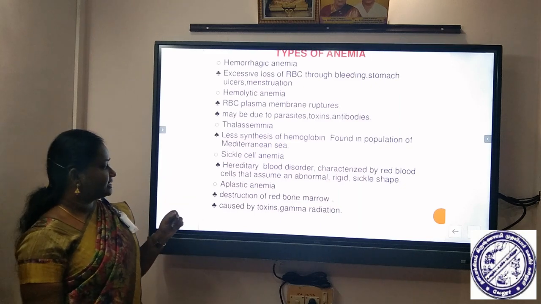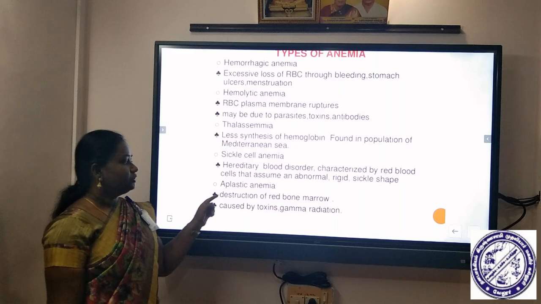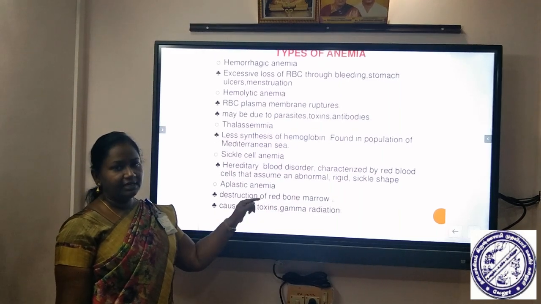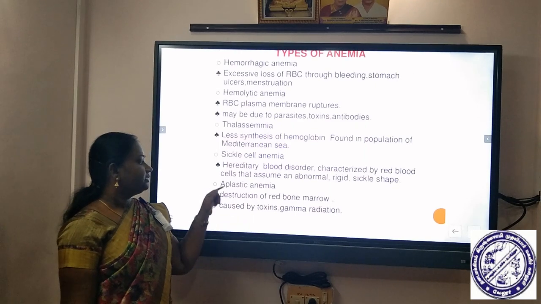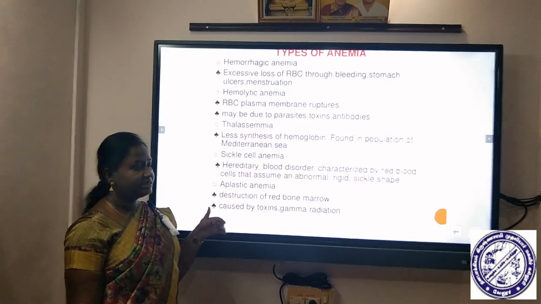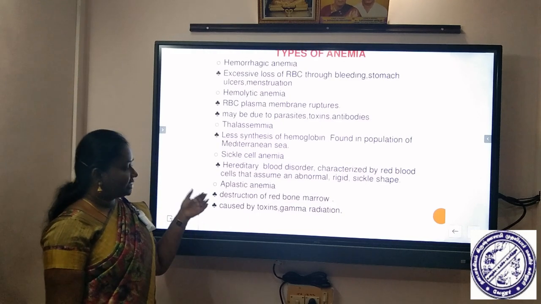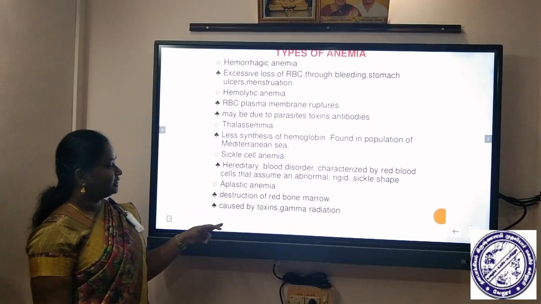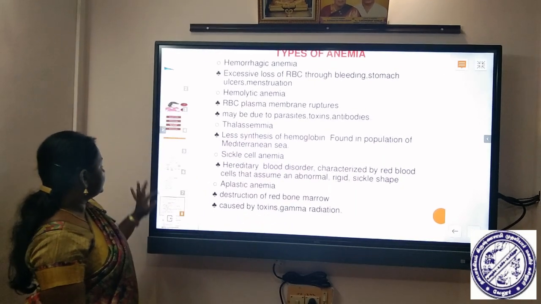The next one is aplastic anemia. This is due to the destruction of bone marrow. In the bone marrow only, the red blood cells are biosynthesized. Due to the destruction of bone marrow, the biosynthesis of hemoglobin is restricted and it leads to aplastic anemia. And this aplastic anemia is also due to toxins or some gamma radiations.